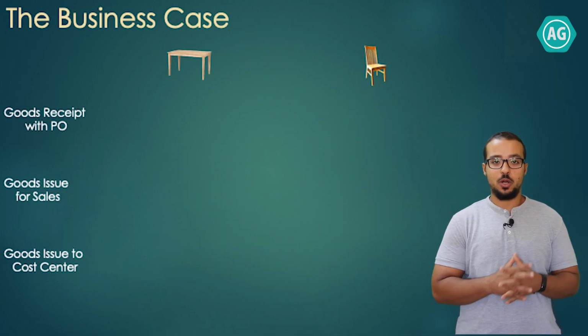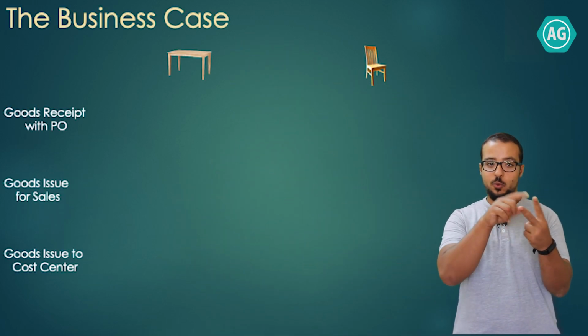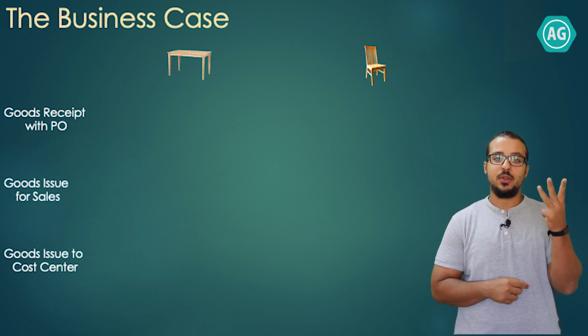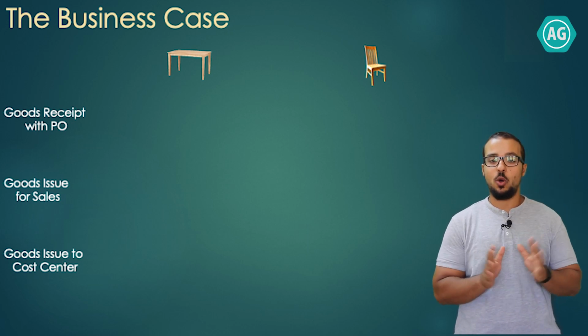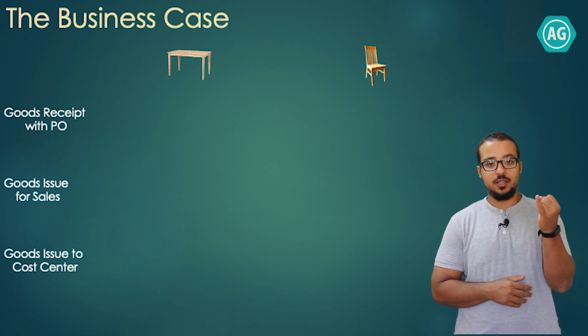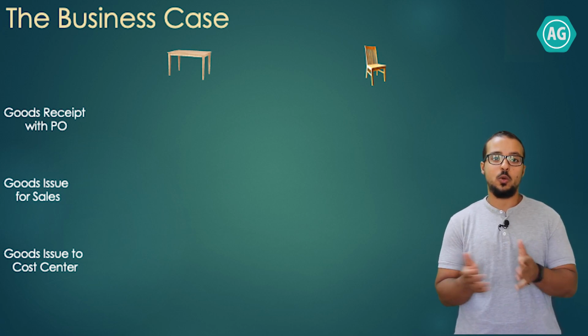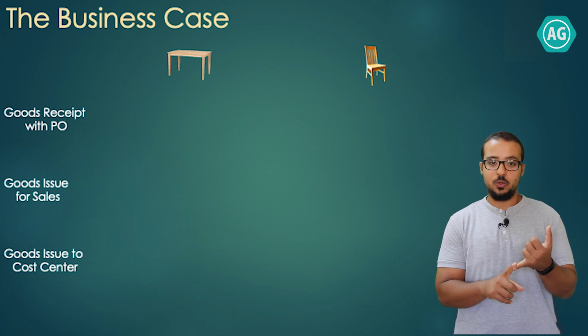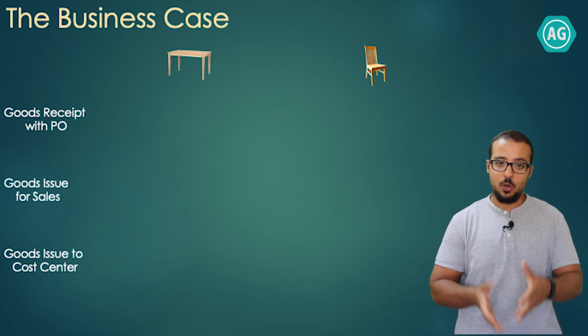As usual, in order to understand any process in the system, we have to start with the business process and the business requirement. So let's assume we have a small trading company and we buy two types of products, tables and chairs, and then we sell them in the local market. So we only have two types of products, and we also have three transaction types that we do to our inventory. The first one is when we buy the products, we do a goods receipt. So when we do a goods receipt, we receive the product into our warehouse.